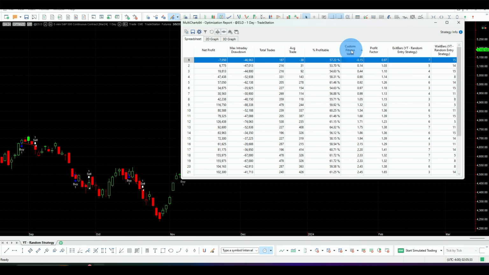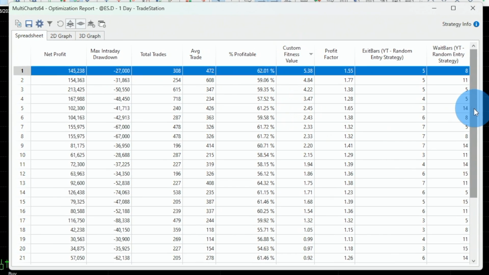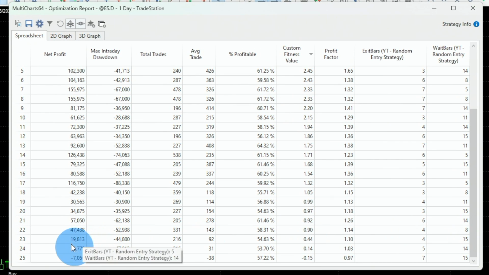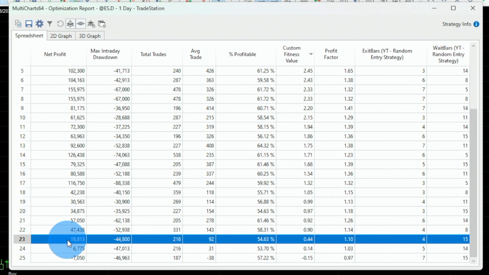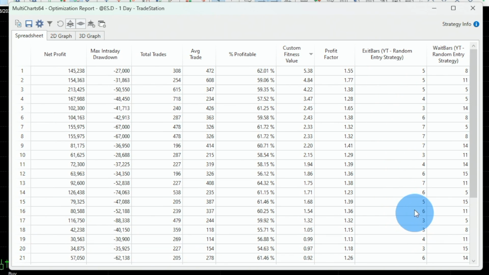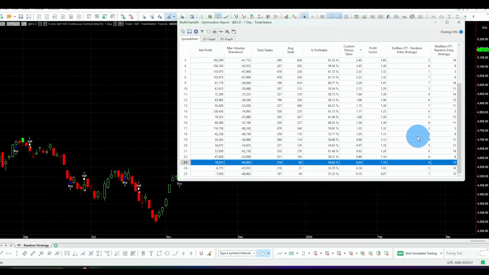So if I sort by return to drawdown, we can see that even this is profitable. 23 strategies out of 25 are profitable. And I just randomized the exit. So I'm always in the market. I enter, I exit after a certain number of bars, and I wait a certain number of bars. But all of them, almost all, are profitable.